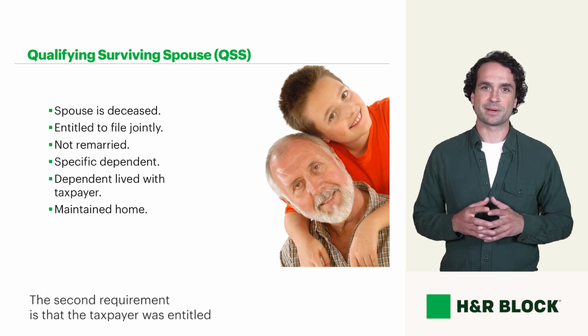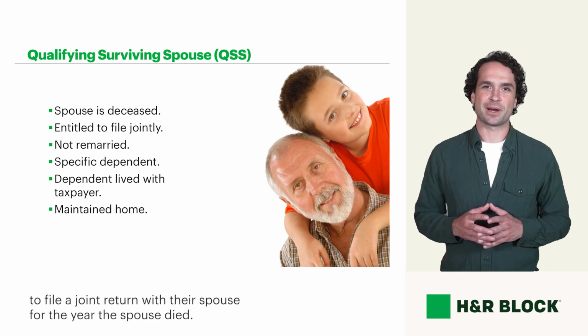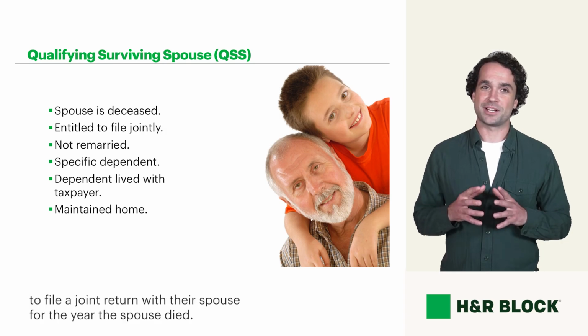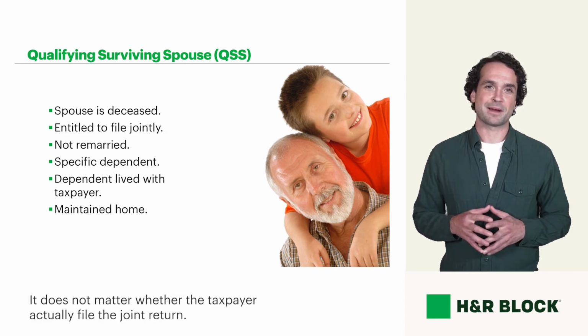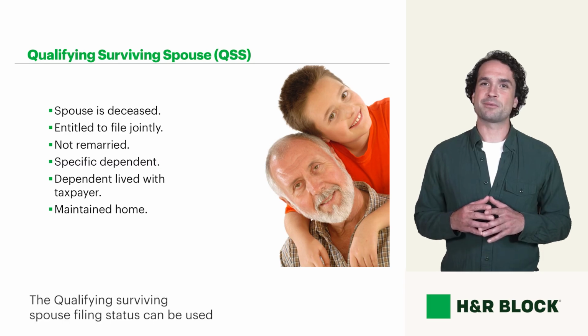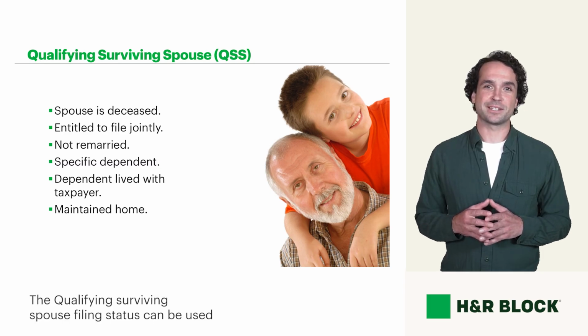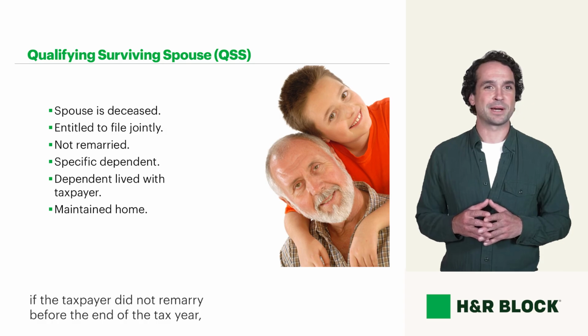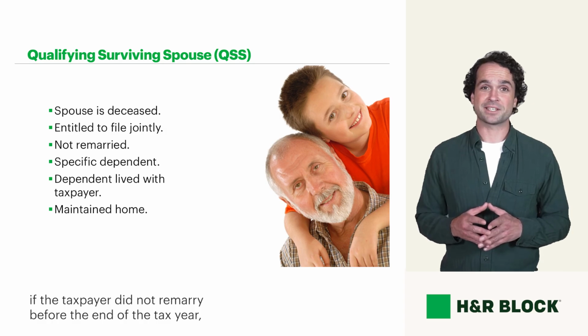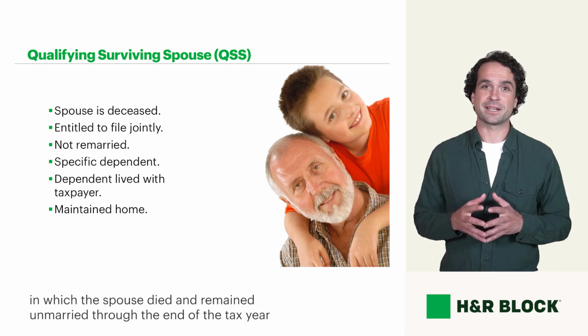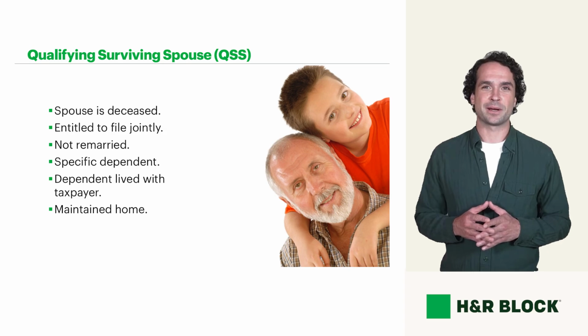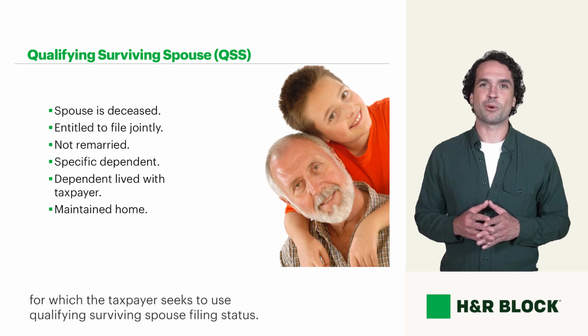The second requirement is that the taxpayer was entitled to file a joint return with their spouse for the year the spouse died. It does not matter whether the taxpayer actually filed a joint return. The qualifying surviving spouse filing status can be used if the taxpayer did not remarry before the end of the tax year in which the spouse died and remained unmarried through the end of the tax year for which the taxpayer seeks to use qualifying surviving spouse filing status.